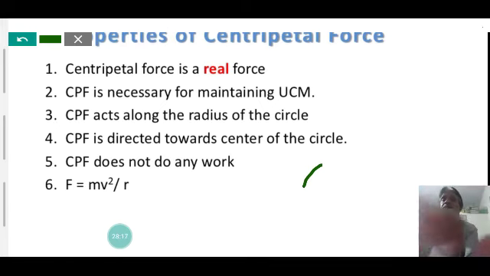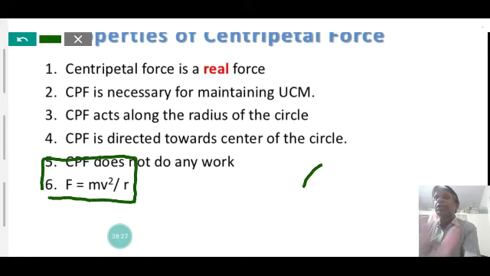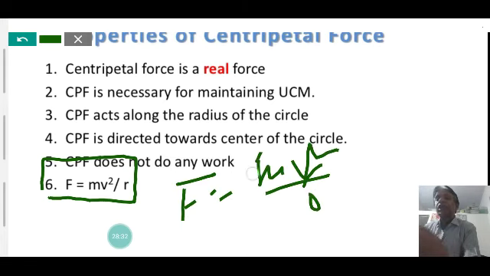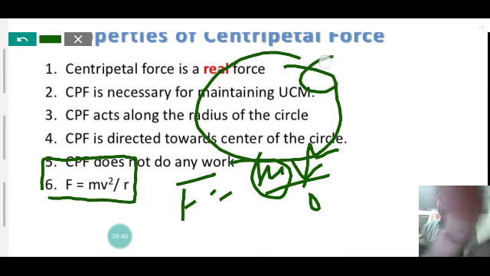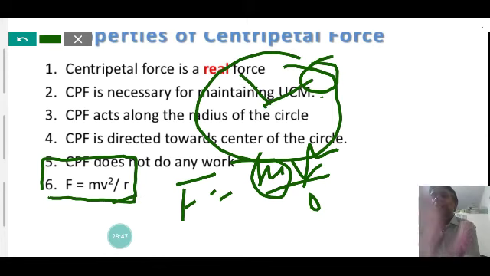Centripetal force is directed toward the center of the circle, and it does not do any work. One important expression for the centripetal force, which will be discussed in higher classes, is F equals mv squared by r. Here m is the mass of the object, v is the velocity, and r is the radius. This equation is used to explain planetary motion. That will be discussed in higher classes, but you should learn some elementary idea in this class also.